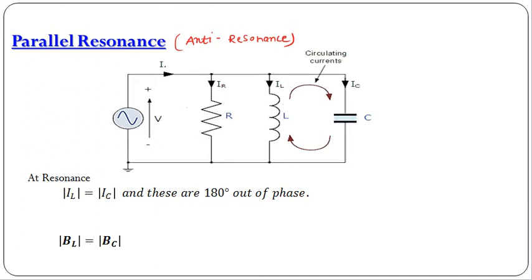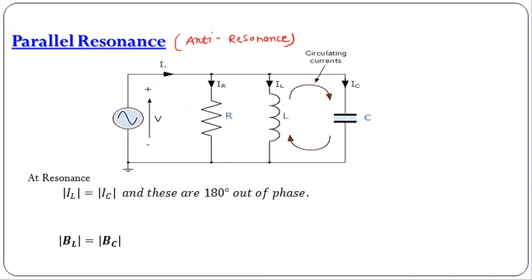So in this parallel resonance, R, L, C are connected in parallel, and they are connected in parallel with the voltage source. So here the total current is I, the current flowing through resistance is I of R, current flowing through inductor is IL, and current flowing through capacitor is IC.